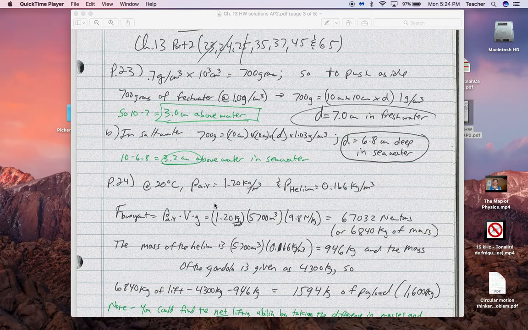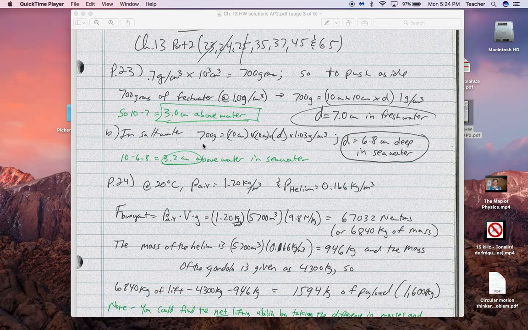It's talking about a wood block with a density of 700 kilograms per cubic meter, or 0.7 grams per cubic centimeter, and it floats in water. It asks what's the distance to the top of the block if it's in fresh water or seawater. In fresh water, the density is 1,000 kilograms per cubic meter, so 7 centimeters is in the water and 3.0 centimeters would be above the water.